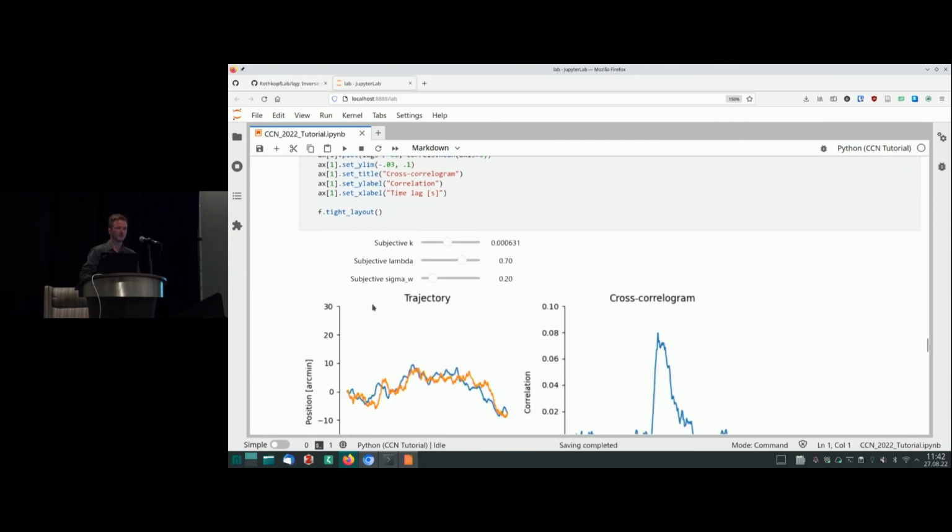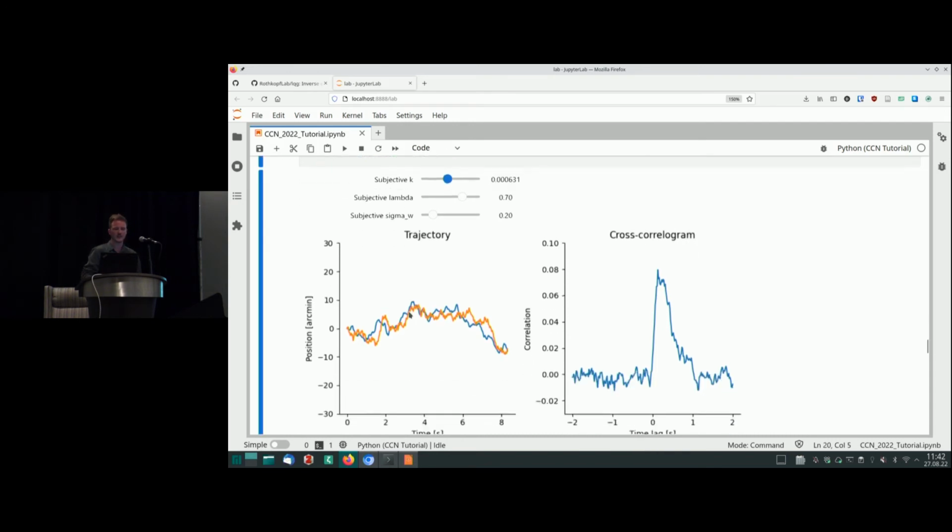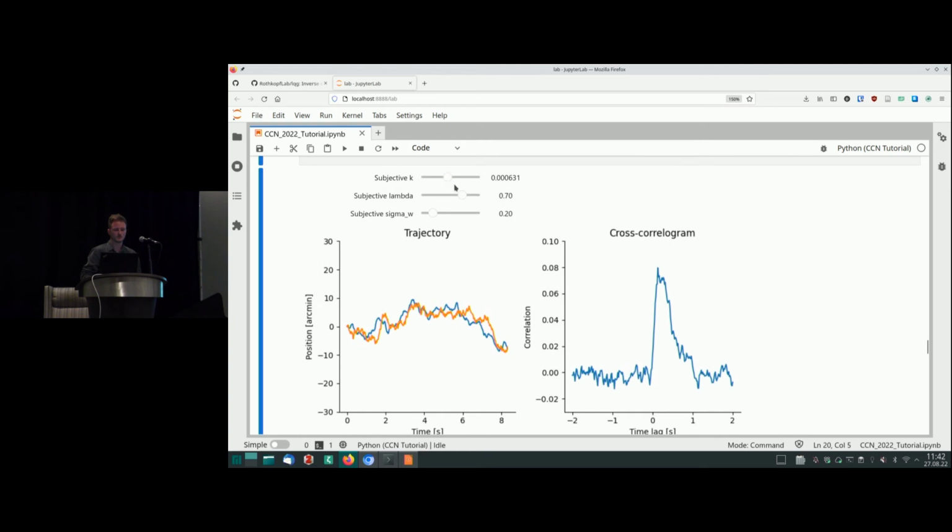And again, we can simulate some tracking behavior, and depending on how we choose these subjective versions of what the agent assumes about this random walk, we can get wildly different behaviors out of the model. For example, if I turn this parameter all the way up, I again get no tracking at all.